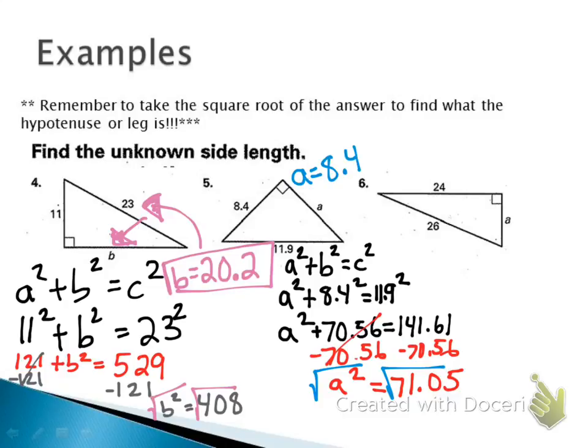8.42. So that'll just round to 8.4. Everyone agree? Great. Sorry, it's filling up there. Let me clear us a space.